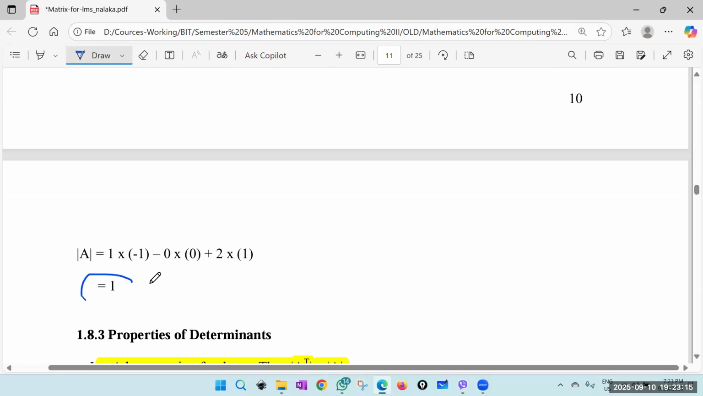So whether you take first row, second row, third row, first column, second column, whatever row or column you take, you must get the same value when you follow this logic. Okay. So that is how you calculate the determinant of size 3. Right. Any questions?